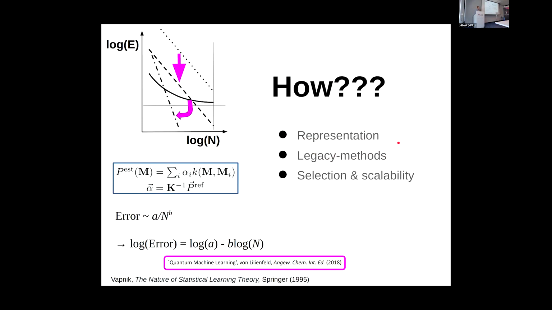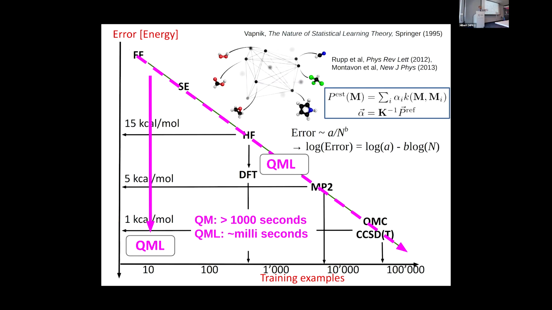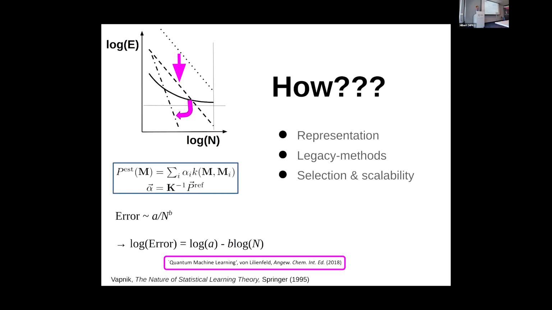So in the next talk, Heini will talk about it. How can you make use of all these individual levels of theory to minimize the data acquisition costs? Or could you even improve on the slope?